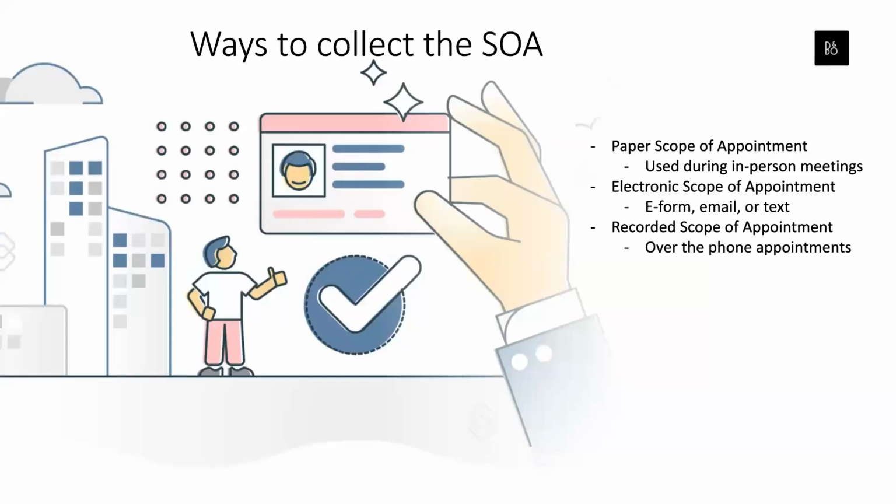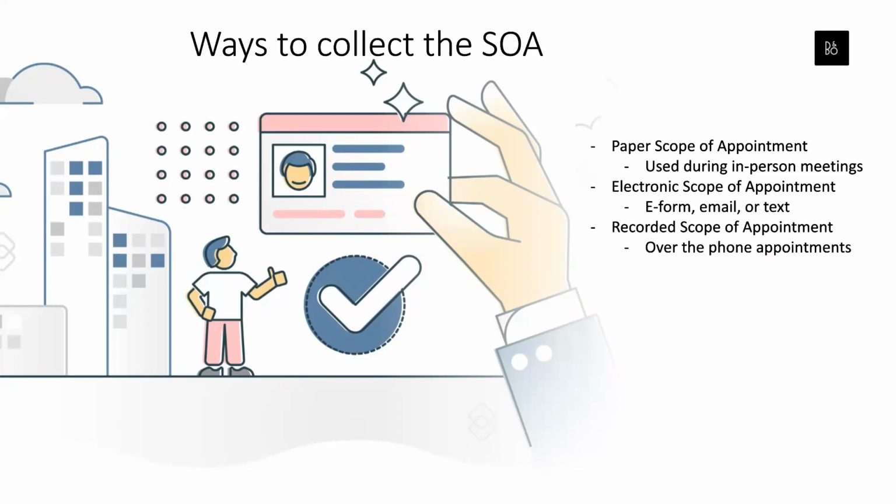So here are the ways to collect a scope of appointment. First, we have paper scope of appointments, which are more commonly used. These forms are used during in-person meetings where you can select the product types related to Medicare products that your client wishes to discuss. Next, we have the electronic scope of appointments. These are becoming more popular. The agent will fill out the e-form and email or text it to the Medicare beneficiary. Once received, the beneficiary will review and complete a simple electronic signature.